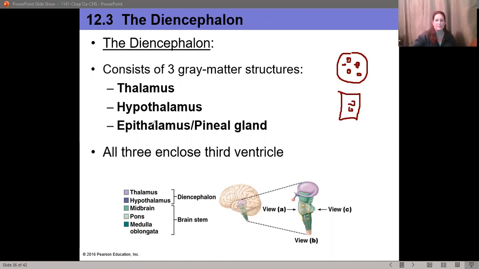For the epithalamus, there's part of it that becomes the retina, and that part we're really going to look at is the pineal gland.